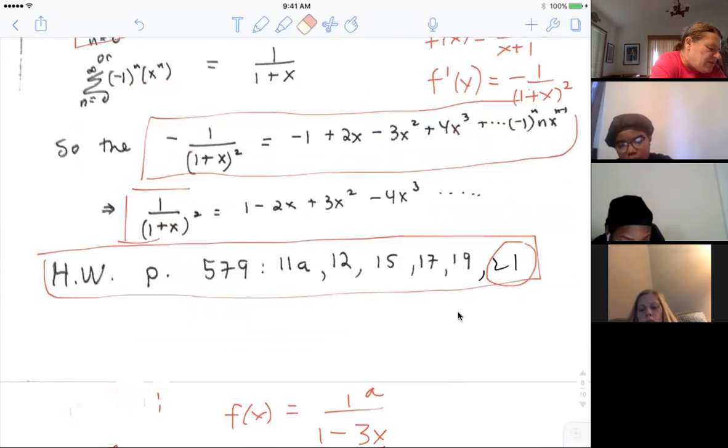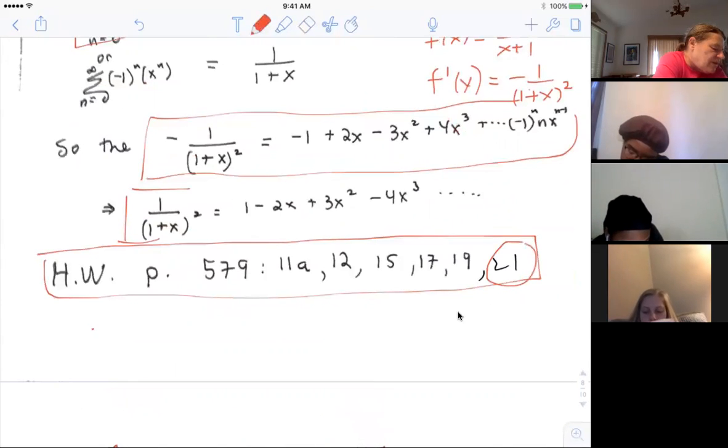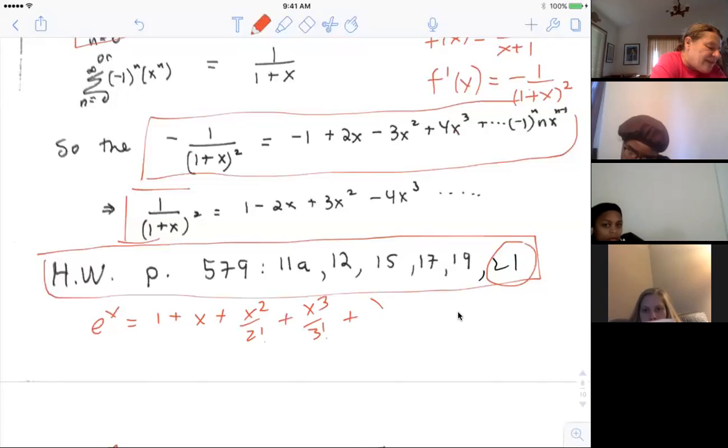All right, let's talk about where e to the x converges, because we now have a power series for that. E to the x, always remember it, is 1 plus x plus x squared over 2 factorial plus x cubed over 3 factorial. That's the series representation there. Now, one thing I might want to know is, where does it converge?